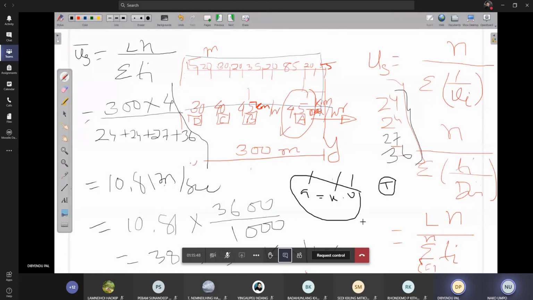And sir, in this equation, this V is space mean speed, right, sir? Yes, this V. Generally, we should use the space mean speed, not time mean speed. This should be the average space mean speed. Sometimes we use time mean speed also, but actually it is supposed to be the space mean speed.